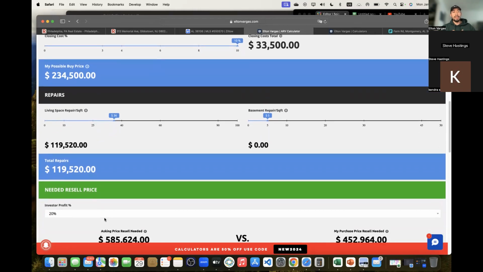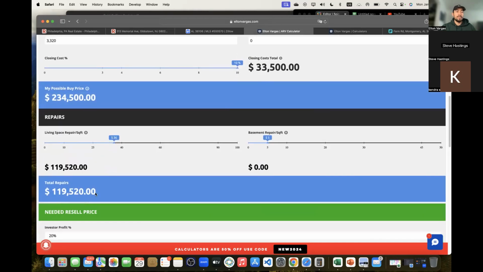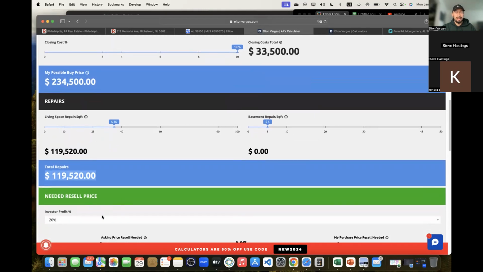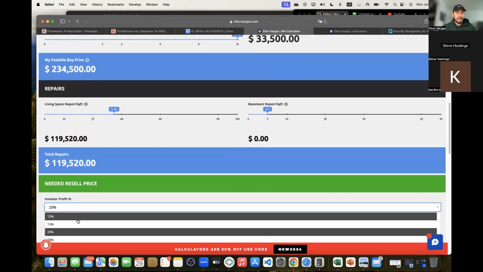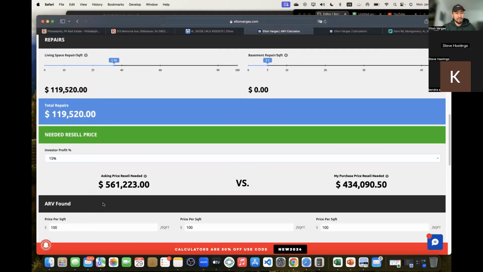Now, again, I'm still putting myself in the position of purchasing the property. So I'll be paying the closing costs for both myself and the seller as an incentive. The possible purchase price I need to get to is 234. I need to spend $119,000 in repairs. Again, I'm an investor. Maybe I want to fix and flip this property, so I am thinking in terms of the business. So I make sure that I get my profit.